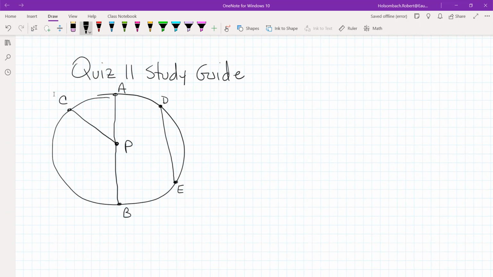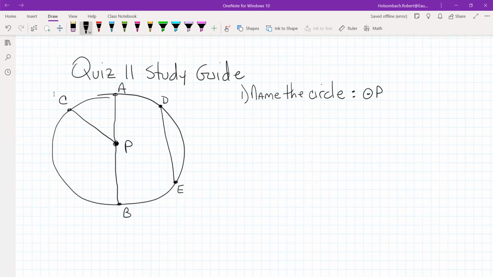All right, so for these problems, we're referring to this diagram. And number 1 says to name the circle. All right, that's circle P. We use the center to name the circle.